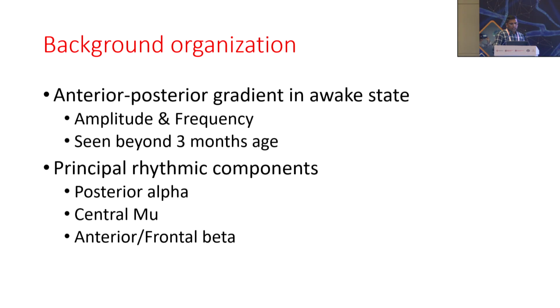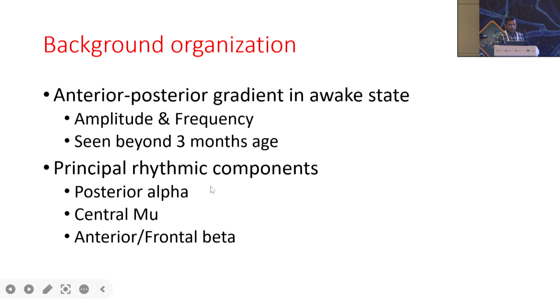Same as in older children or adults, in the background organization there is an anterior to posterior gradient in awake state and sleep also. The gradient is in terms of amplitude and frequency, and this gradient from anterior regions to posterior regions can be appreciated in an infant beyond 3 months of age. So if you are able to see an anterior to posterior gradient on EEG, the child is at least 3 months old, right? So this starts at 3 months. So 3 months is a landmark age you need to remember.